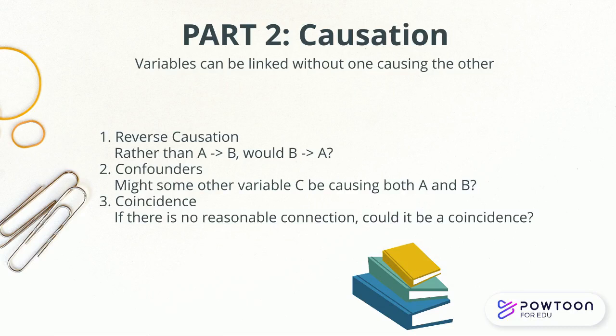3. Coincidence. If there is no reasonable connection, could it just be a coincidence? Example, from 2000 to 2009, the amount of cheese eaten per person A correlated with the number of people who died by becoming tangled in their own bedsheets B. These two have no correlation.